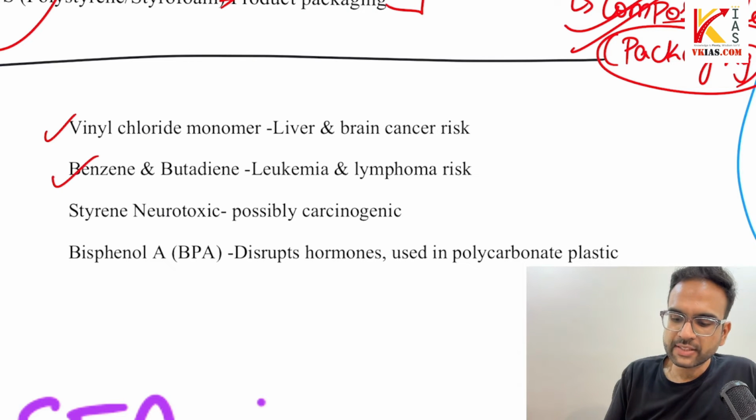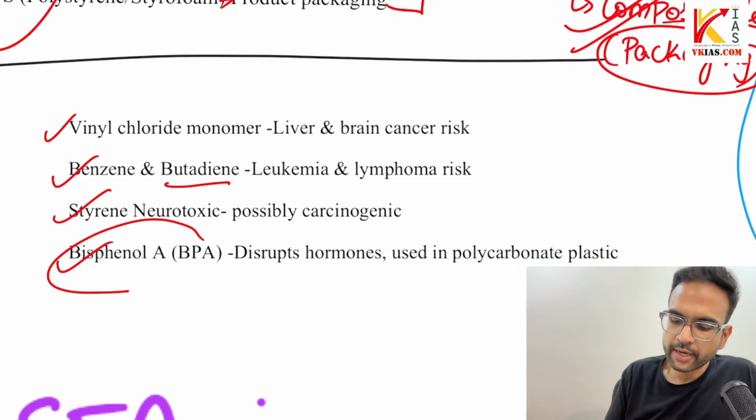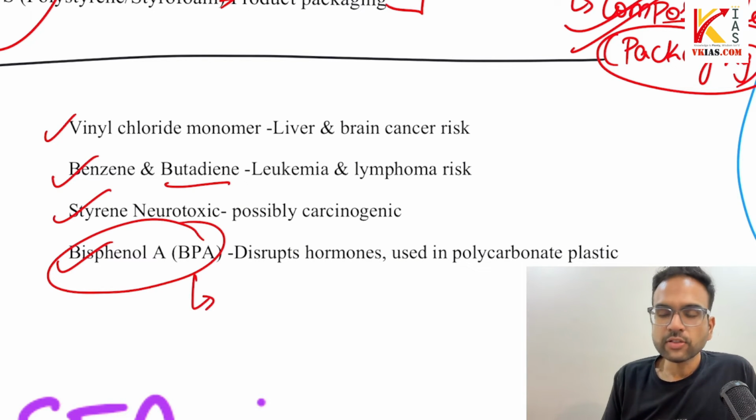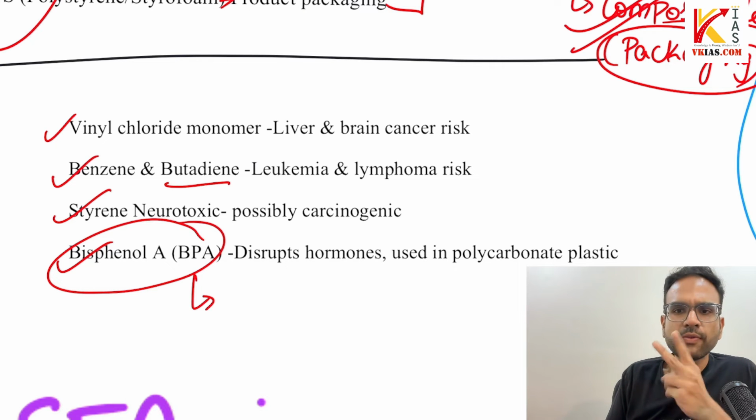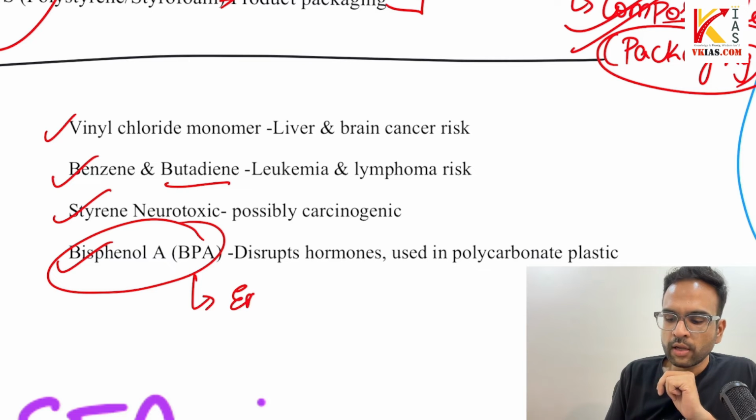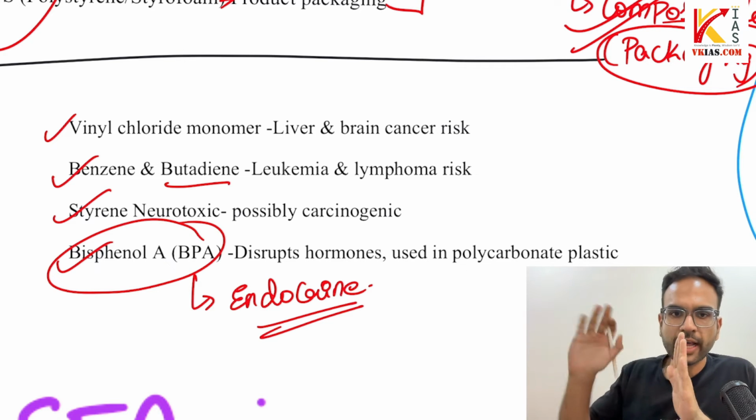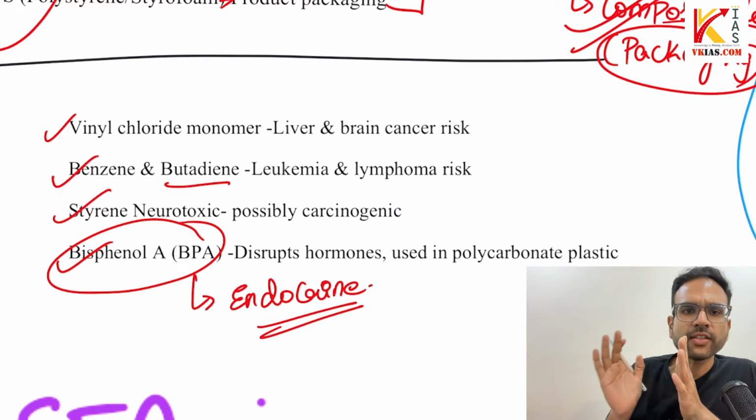Vinyl chloride, benzene, butadiene, styrene, bisphenol. Bisphenol was already asked. Not just bisphenol, there are other chemicals called endocrine disruptors. We have two kinds of hormonal system called exocrine and endocrine. And plastics have the ability to impact the endocrine functioning of our hormonal system. Okay? What is exocrine and endocrine?